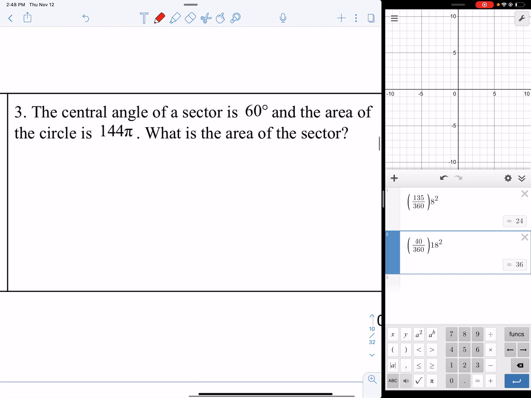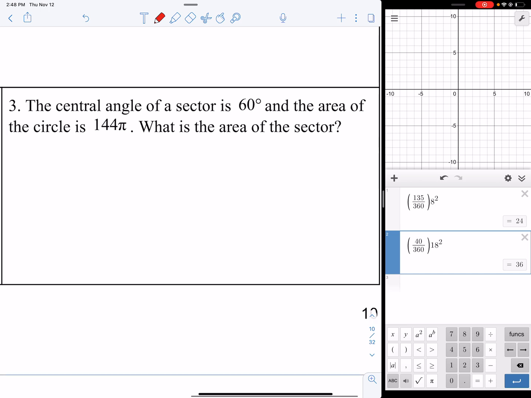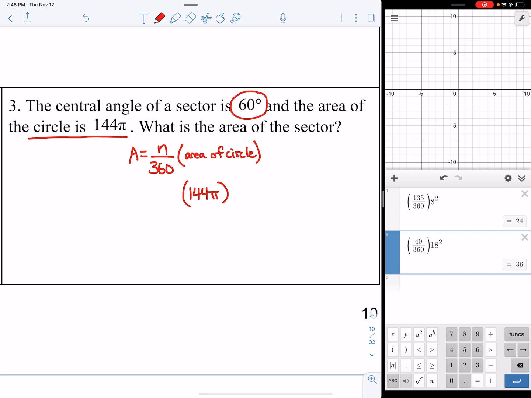All right, and in our last example, the central angle of a sector is 60 degrees, and the area of the circle is 144 pi. What is the area of the sector? So area of a sector is n over 360 times the area of the whole circle. And they gave you that. So the area of the circle was 144 pi. And the central angle of the sector was 60 degrees, so that means that's the measure of the arc. And then we can just put those together.